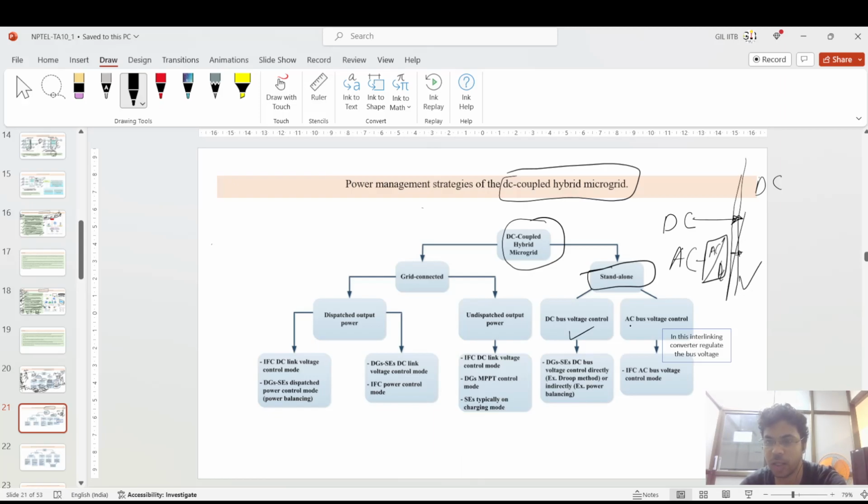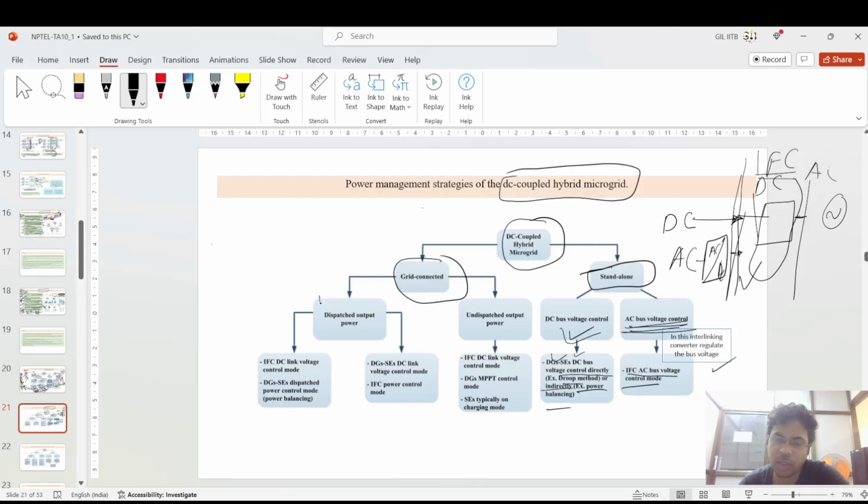Okay, so in that situation you have a bus voltage, a certain voltage at this terminal, and the AC bus voltage control. AC bus means your utility is connected, which is actually AC, and you have interfacing components, converters, for connecting with this AC. Okay, so in the DC bus voltage control, your DGs and SEs control the DC bus bar voltage directly through power balancing and droop control. But in the AC bus bar control, you need an interfacing component, the AC bus bar central control. In between this DC to AC, you have the interfacing converters. The interlinking converter regulates this bus voltage.